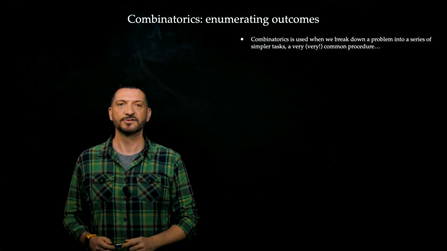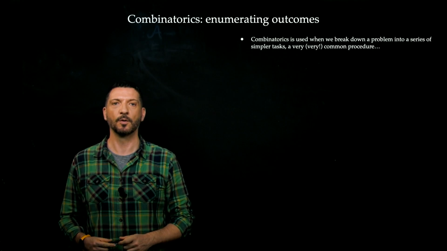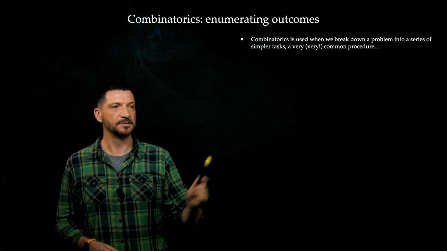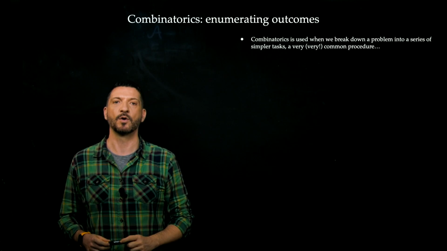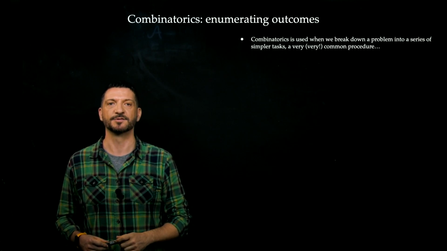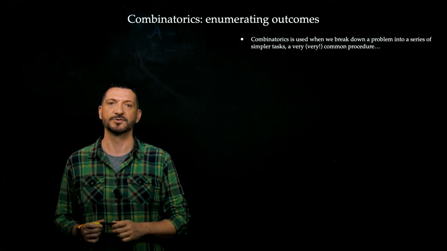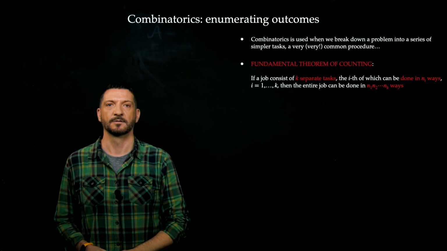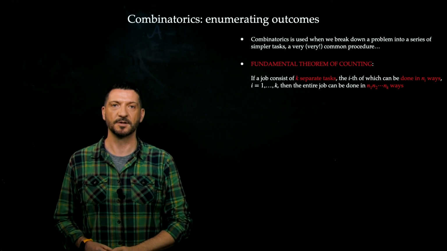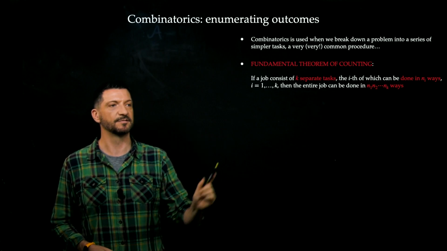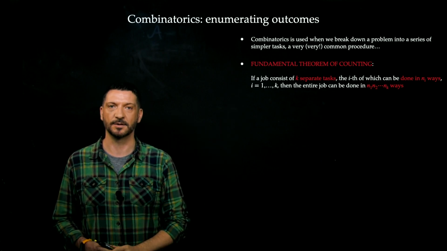Let's recap the most important information regarding combinatorics. In probability, combinatorics appears when we break up a problem into a series of simpler tasks. This is a very common procedure to follow. The starting point of the use of combinatorics in probability is the fundamental theorem of counting.